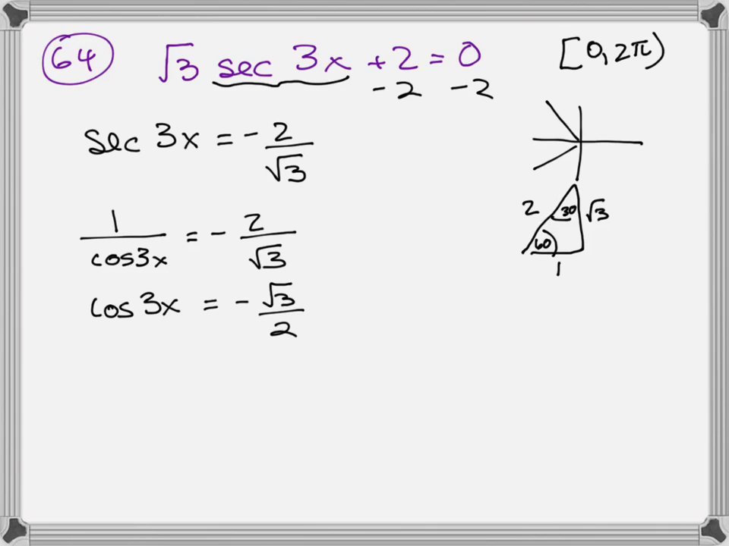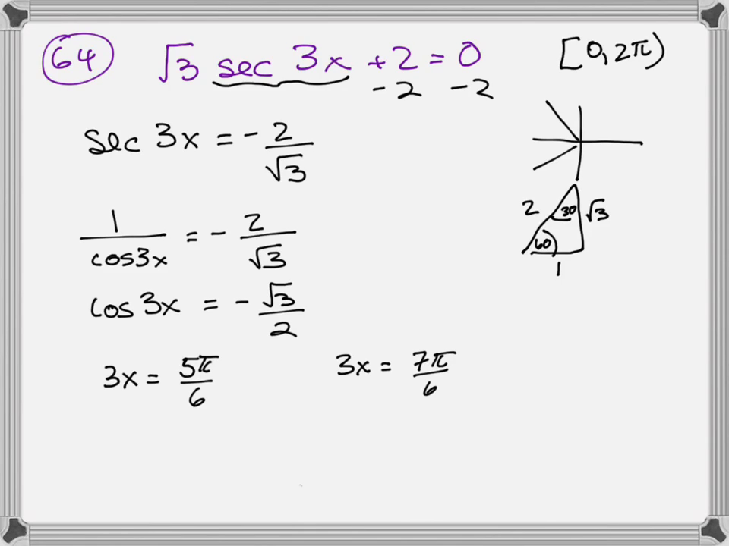So now we're writing all the angles down for which the cosine is negative square root of 3 over 2, but we're writing it as 3x equals, what did I say, pi over 6. In quadrant 2, that would be 5 pi over 6. So that's one of the possible answers. And, well, this is one of the possible equations. And the other one is 3x equals, in quadrant 3, 7 pi over 6.